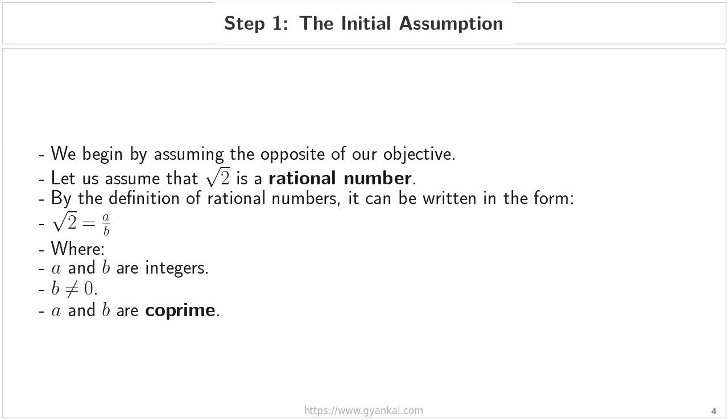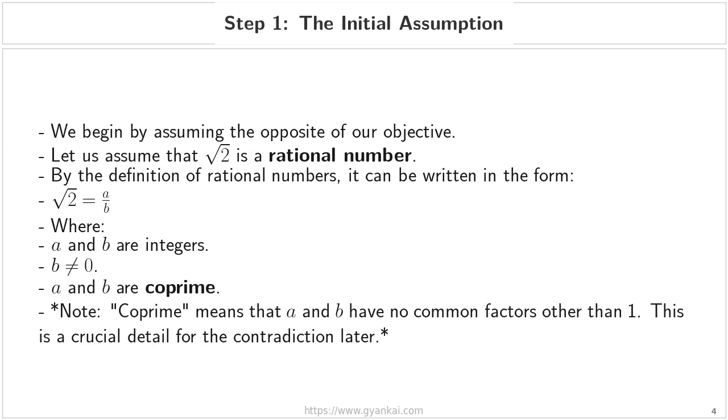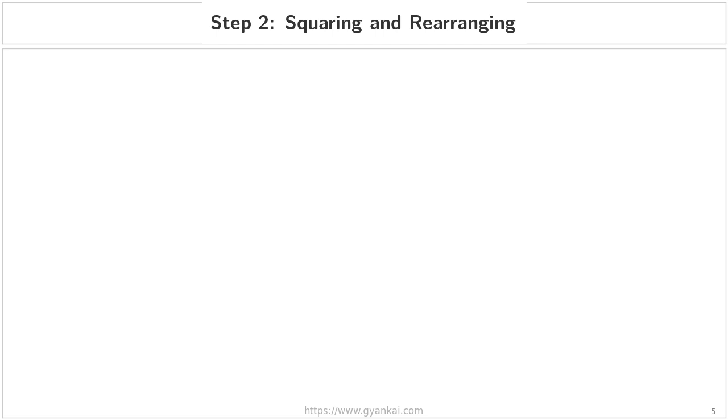And third, and this is the most important part for the logic of our proof, we must assume that a and b are coprime. When I say coprime, I mean that the fraction is in its simplest form, meaning that a and b share no common factors other than the number 1. You'll want to keep this detail in mind, because as we move into the next steps of the algebra, we are going to search for a common factor that breaks this rule, creating the contradiction we need to finish our proof.